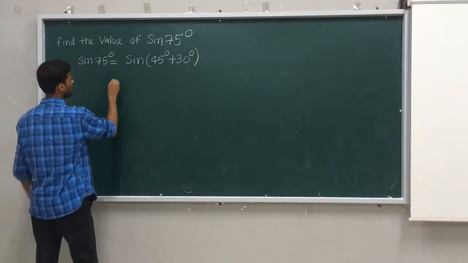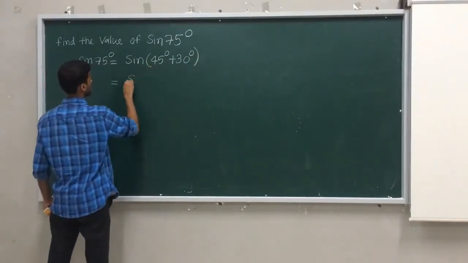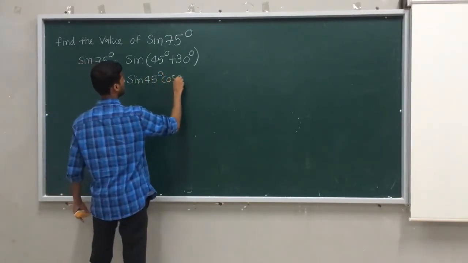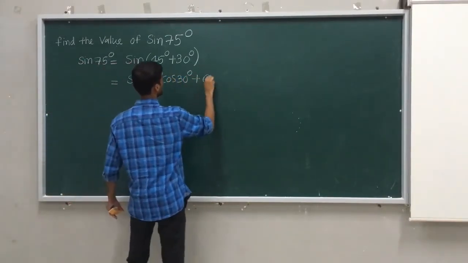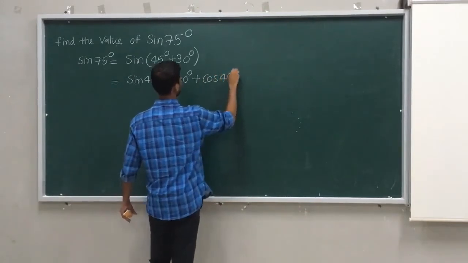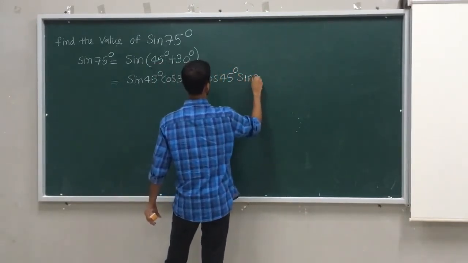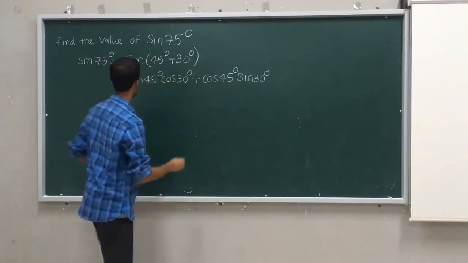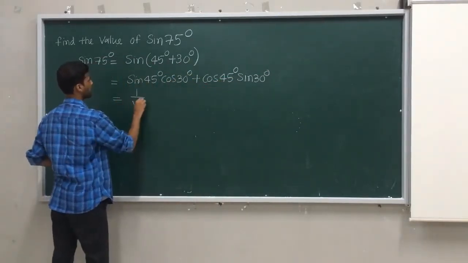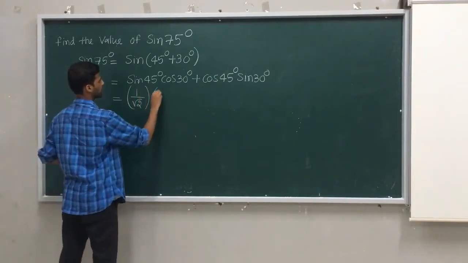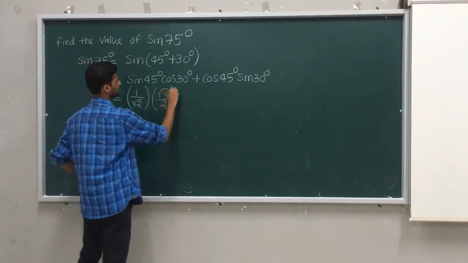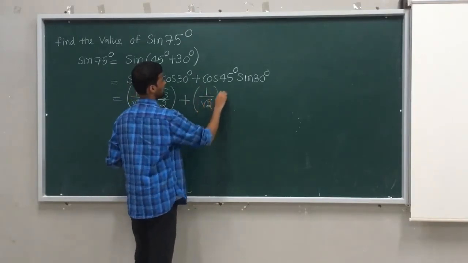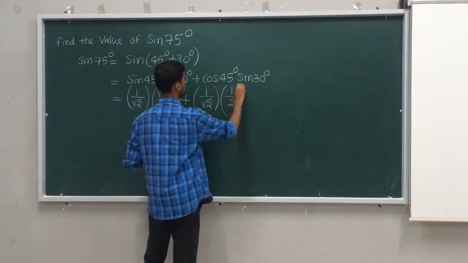Okay. Now sin of A plus B is sin A cos B plus cos A sin B. Sin 45 degrees is 1 by root 2. Cos 30 degrees answer is root 3 by 2. Cos 45 degrees is 1 by root 2. Sin 30 degrees answer is 1 by 2.